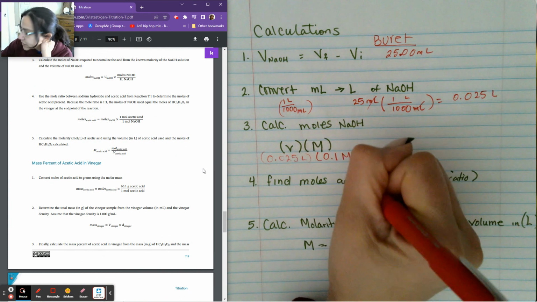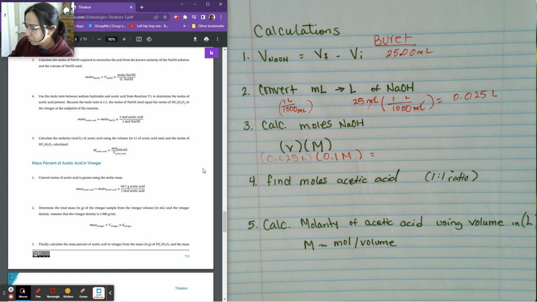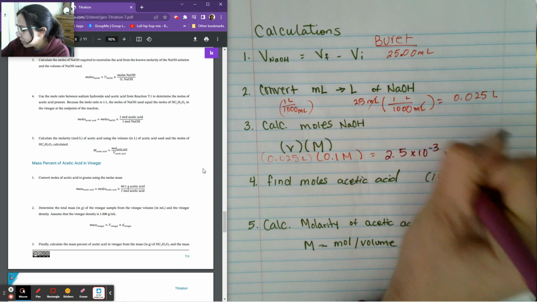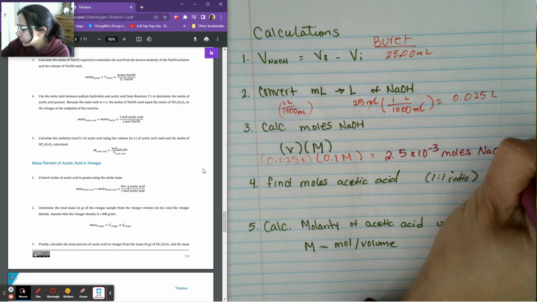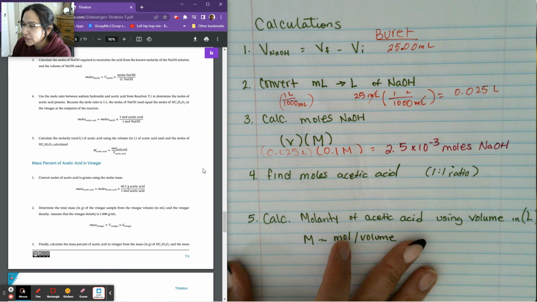Okay, this allows liters to cancel out with liters, and that gives us moles, and that's exactly what we want. So I'm not quite sure what this equals, so I'm going to put it in my calculator, 0.1 multiplied by 0.025, and I get 2.5 times 10 to the negative third moles of NaOH. You notice that all we're doing is stoichiometry in sections.